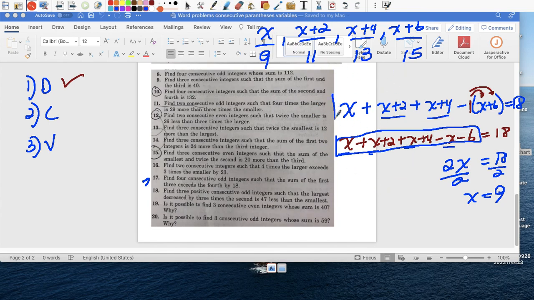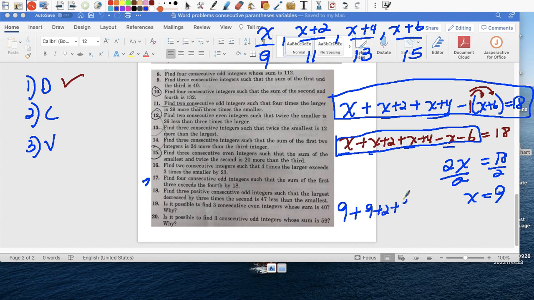So I'm going to take this original equation here and replace the x with 9. So I get 9 plus 9 plus 2 plus 9 plus 4 minus 9 plus 6. And that should give me 18. Right? So all I did is wherever I see the x in my original equation, I replaced it with 9. So let's see if it works out.